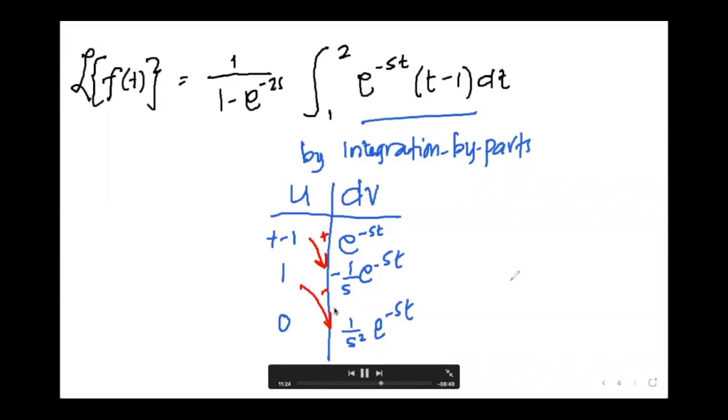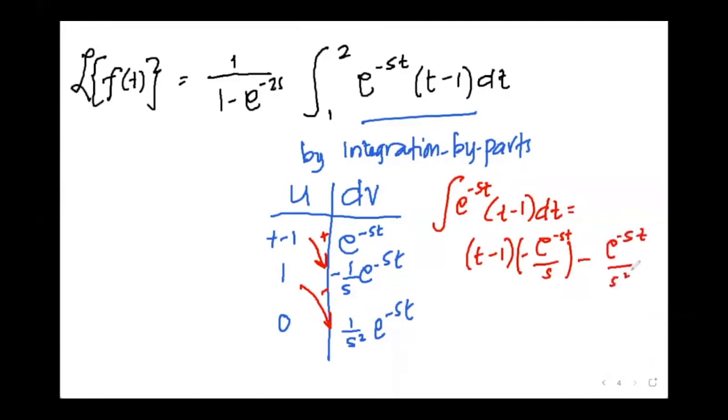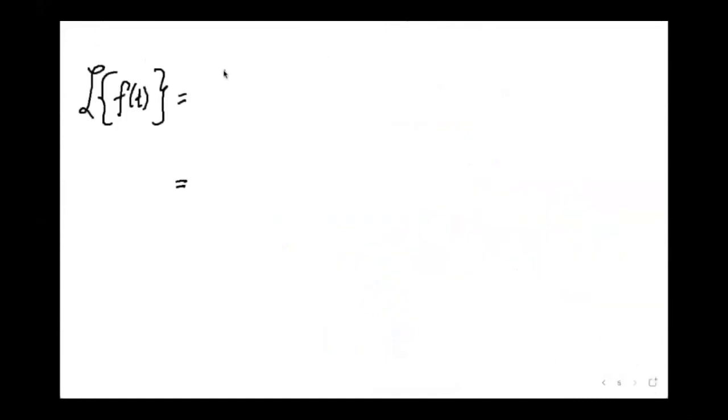So now, writing the equivalent of this integral, you have the integral of e raised to negative st times t minus 1 dt equals t minus 1 times negative e raised to negative st over s, minus e raised to negative st over s squared. Okay, that's it. So we plug that into our equation and then apply the limits afterwards.